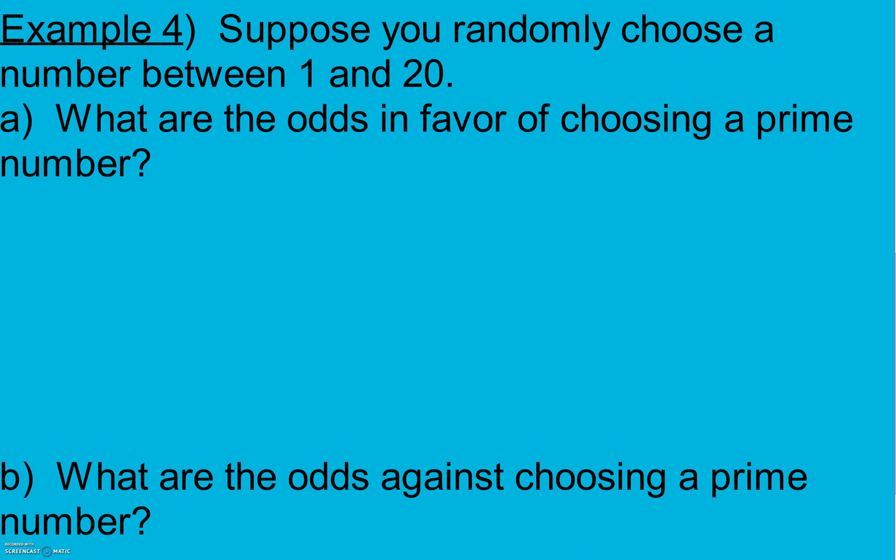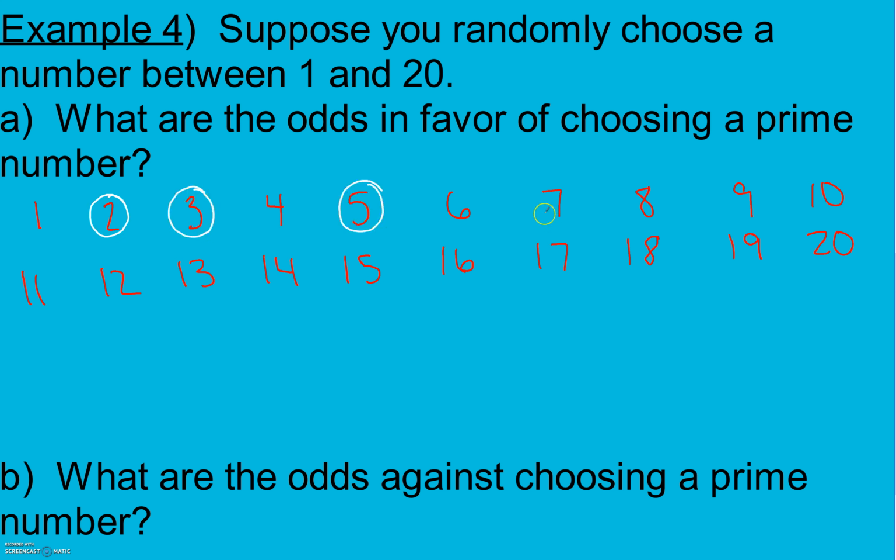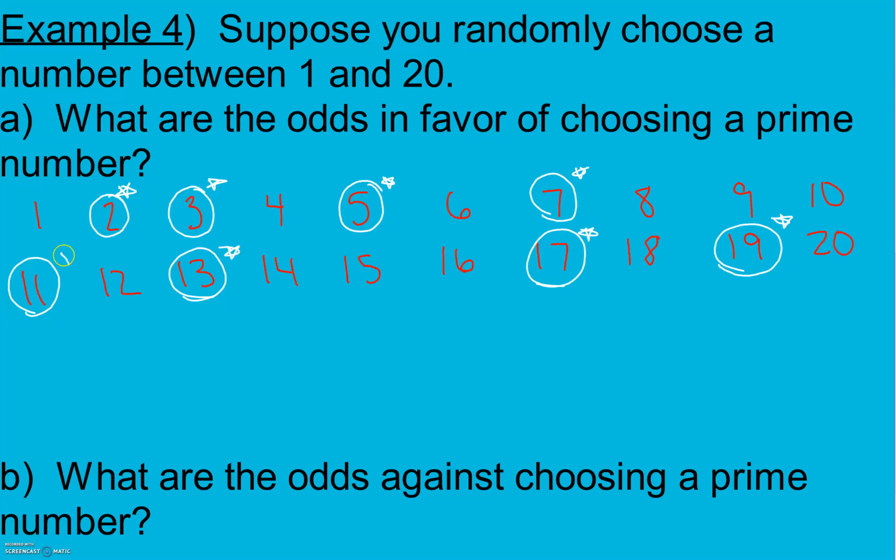So, suppose you randomly chose a number between 1 and 20. What are the odds in favor of choosing a prime number? So, I put the numbers 1 through 20 here. We want odds in favor of choosing a prime number, which means we need the prime numbers. 2, 3, 5, 7, 11, 13, 17, and 19. Odds in favor of choosing a prime number means these are our yeses. These are what we want. And there are 8 of them.